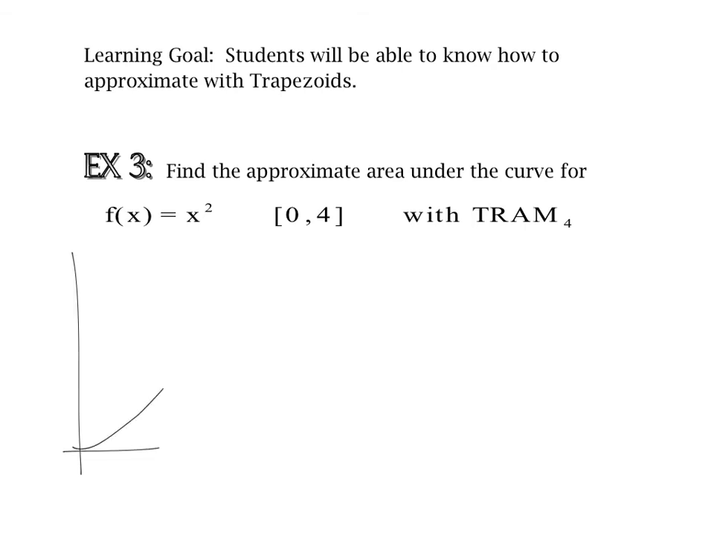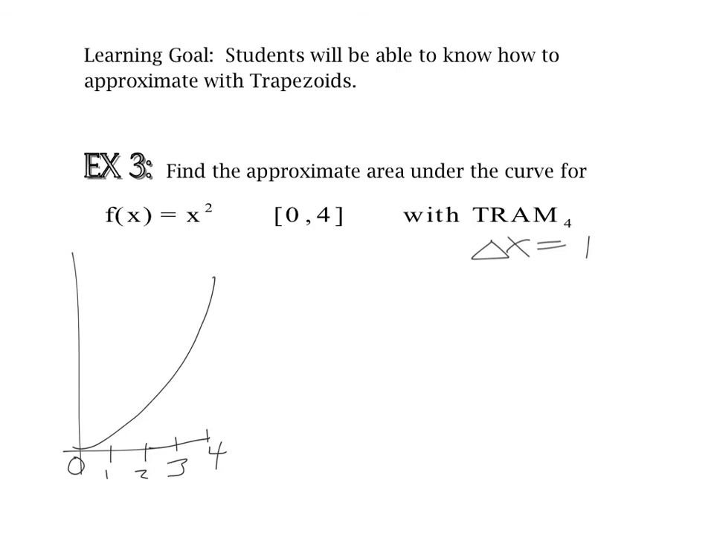Okay, similar idea here. Only now our delta x is 1. And so we're going all the way to 4, starting at 0. And so we're going to evaluate this thing at 1, 2, 3, and 4. So what would our trapezoids look like?